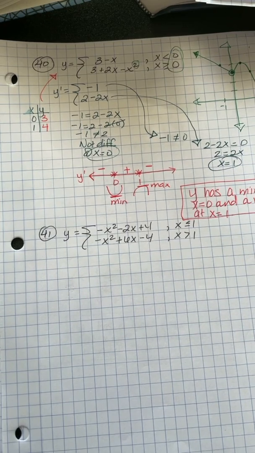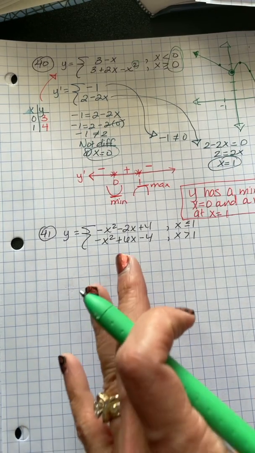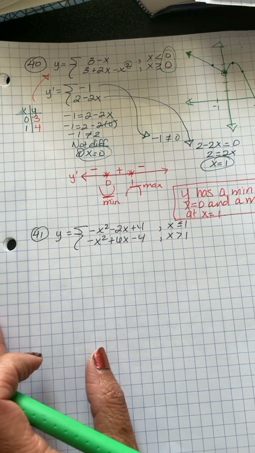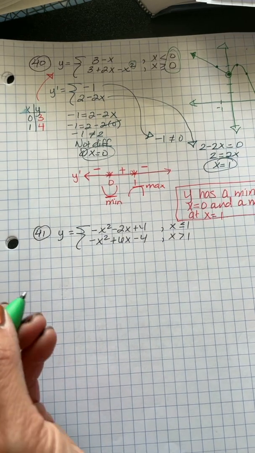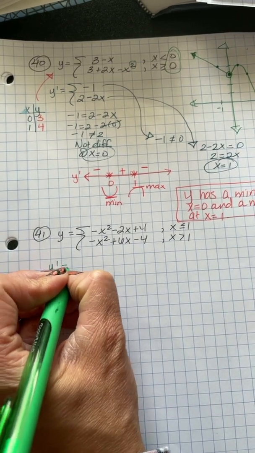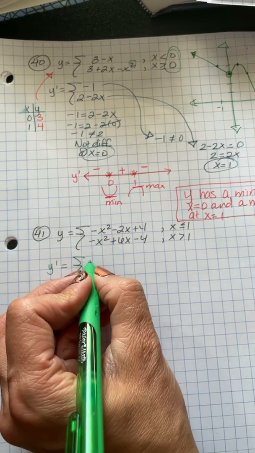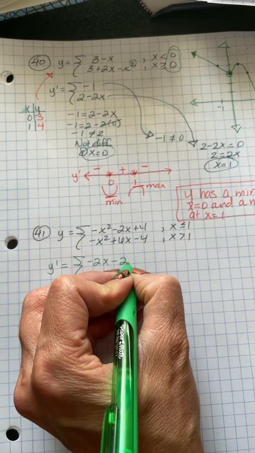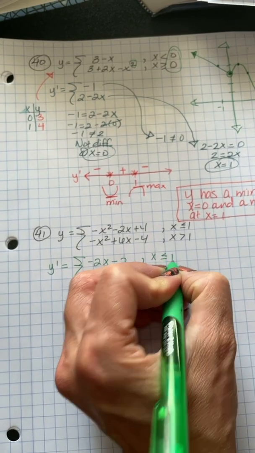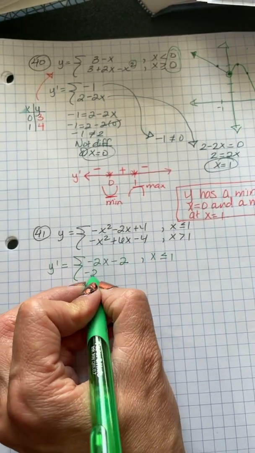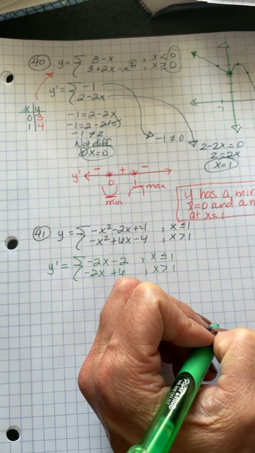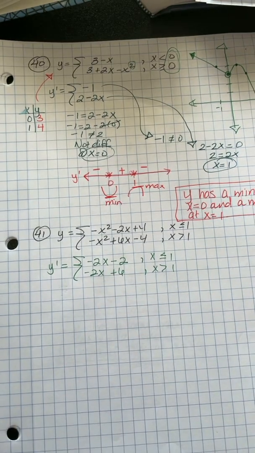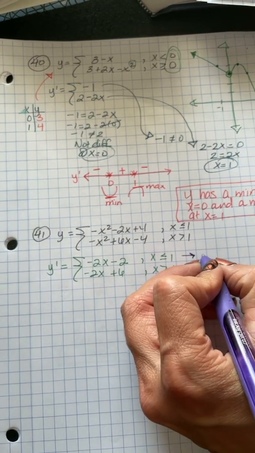All right, number 41. We have this piecewise function, and I'm not going to graph it this time. We're going to try not to, okay? So let's start with the derivative. So the derivative would be negative 2x minus 2 on x less than or equal to 1. And for the second piece, negative 2x plus 6 on the interval x greater than 1. Okay. So what we can do to find the critical points is set each of those derivative pieces equal to 0.